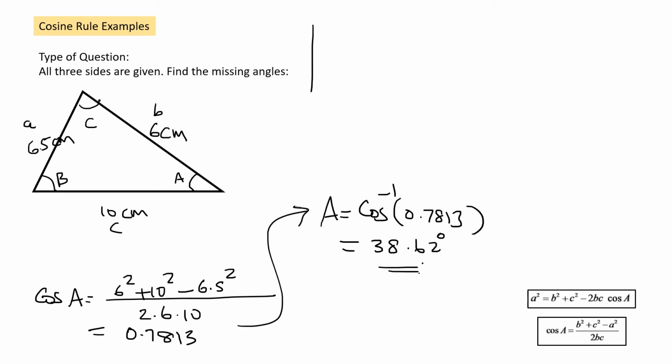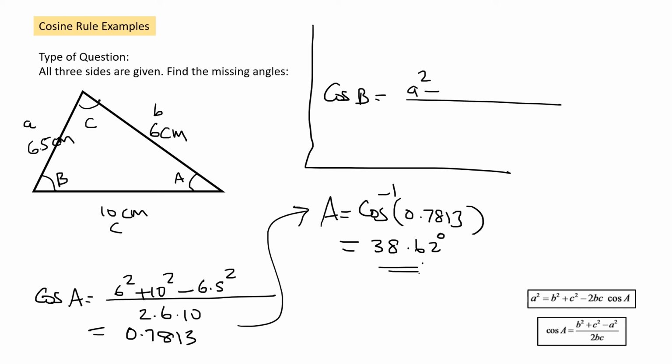Now we found A. In order to find B, we can write the formula, which is cos B is equal to a squared plus c squared minus b squared divided by 2ac. Right? If you use this formula, you can find the angle for B, which would be 35.2 degrees.